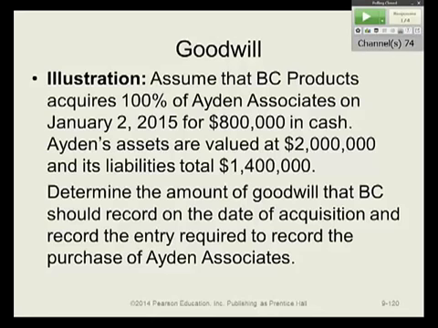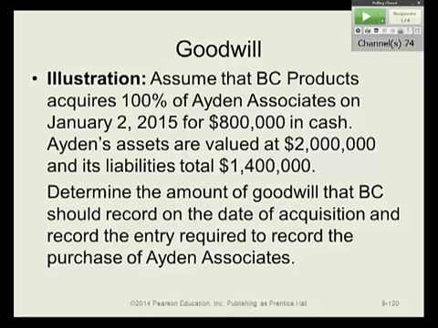So if you look at this company, BC Products buys 100% of Aiden Associates. And again, this is on the test. Come on, this is on there. I want to make sure that you can answer this question. So if you paid for 100% of Aiden Associates and they paid $800,000 in cash, Aiden's assets have a fair market value of $2 million and its liabilities are $1.4 million. What is the amount of the goodwill?